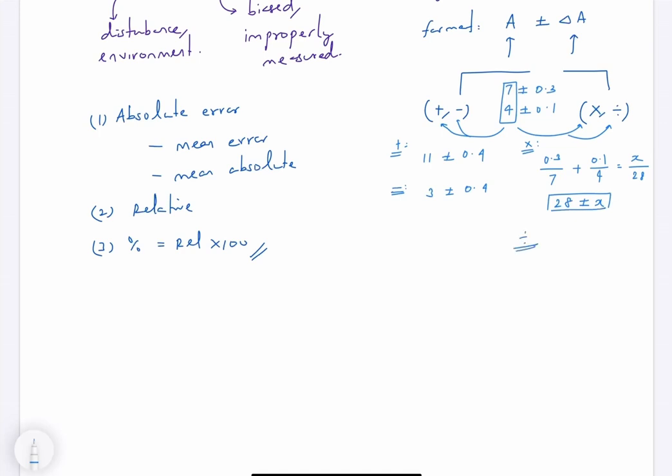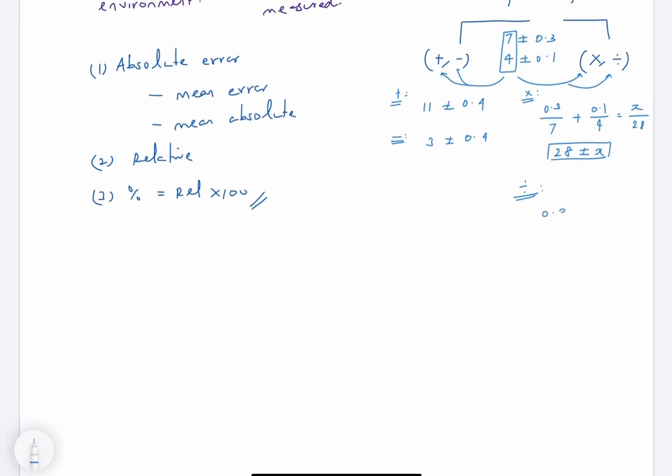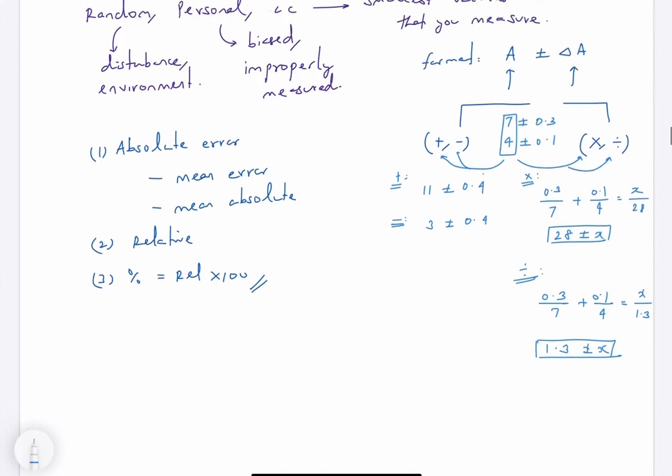Similarly for division, 0.3 by 7, the mistake divided by the original, plus the mistake 0.1 divided by the original 4, equals, now we apply division. So 7 divided by 4, maybe it'll come around 1.3, let's take, and this you leave as x, so you get it as 1.3 plus or minus x. That's going to be your final answer. It's straightforward, but this is how you solve this one, right?